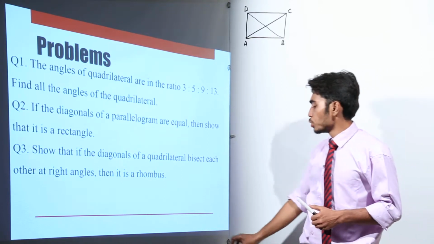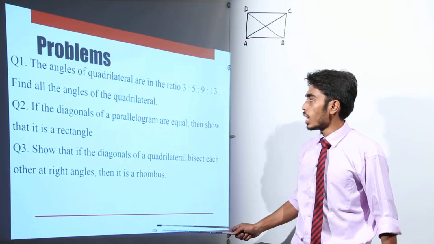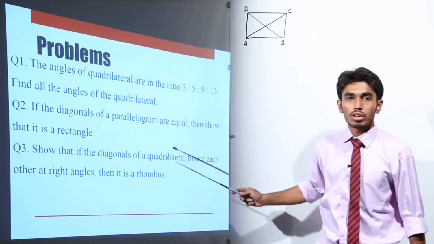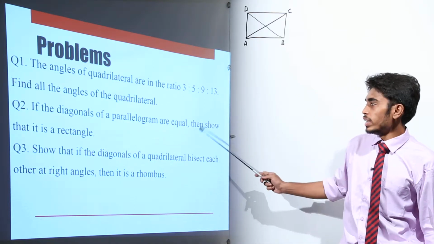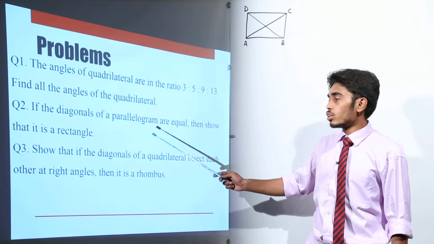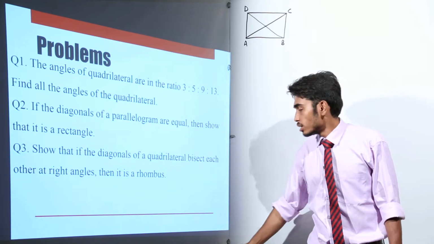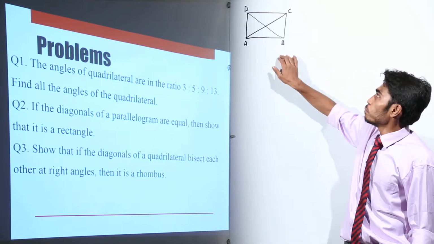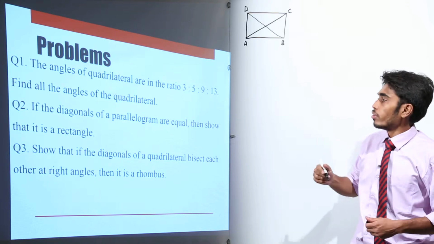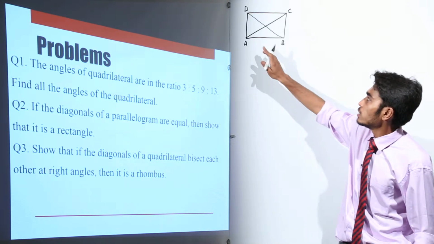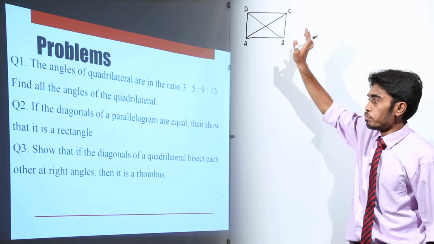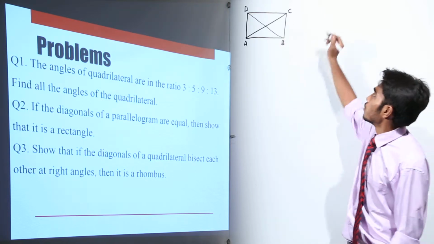Now let's do the next question. In the next question we have diagonals of a parallelogram, they are equal, and we need to show that the parallelogram is a rectangle, right? So here ABCD is our parallelogram, and we are given that the diagonals, that is AC and BD, are equal to each other.